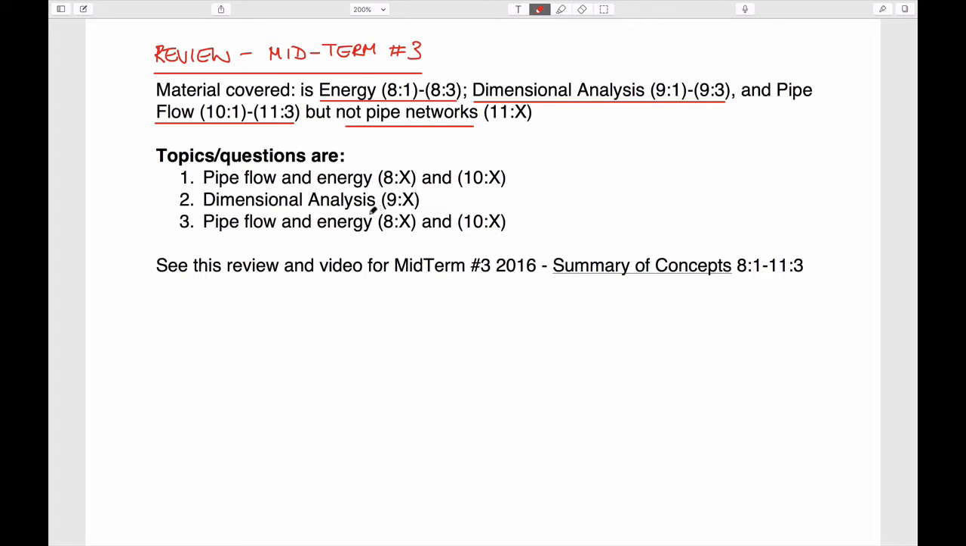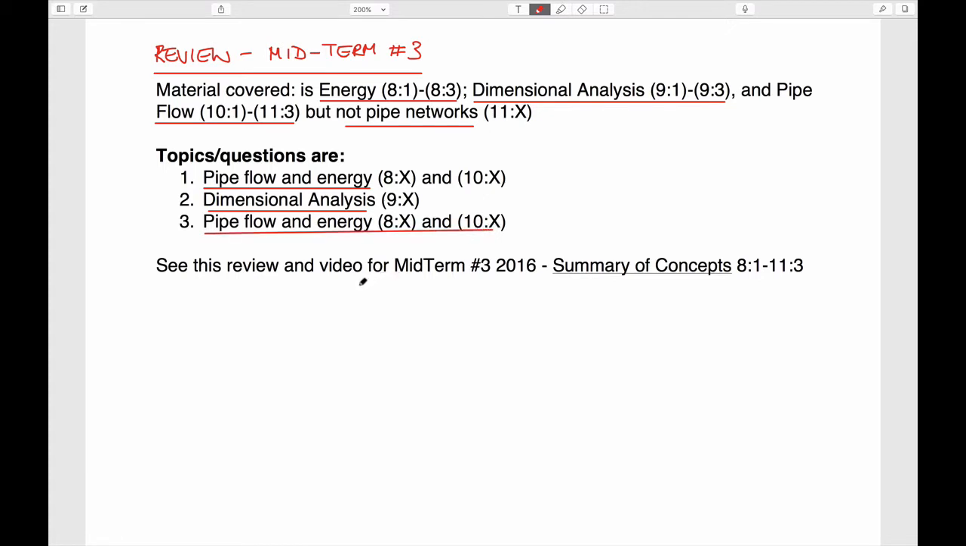So anyway, the three questions, actually one of them repeats itself. The first one is on pipe flow and energy, so Bernoulli's equation with the pump involved and with major and minor losses. Dimensional analysis is historically always one of those, and again a repeat of not the same question, but the same material for the first one.